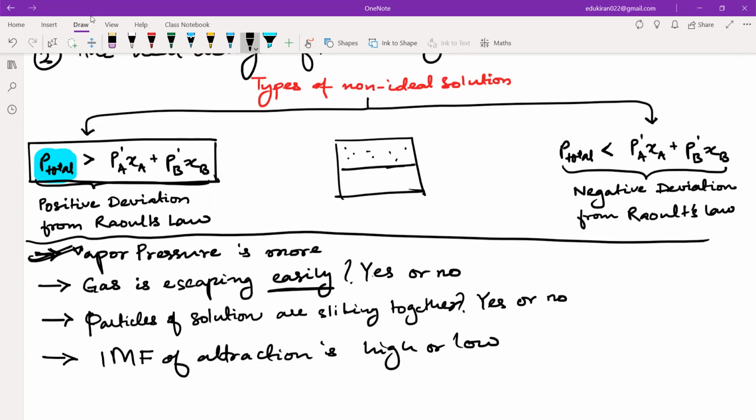See, types of non-ideal solution, you have to remember this. If you remember ideal solution, in ideal solution what can happen? IMF can be more and IMF can be low, right? So you can have pressure in the Raoult's law. In terms of Raoult's law, in some non-ideal solutions the experimental pressure will be higher than the calculated, and in other cases lower than calculated. If it is higher than calculated, that means the vapor pressure is more. That means the gas is escaping easily. Particles of the solution are not sticking together, and the IMF is low.